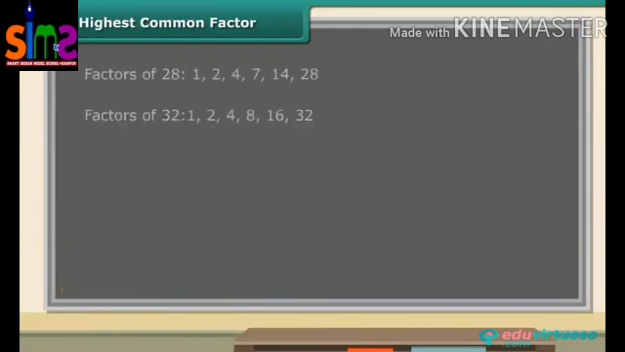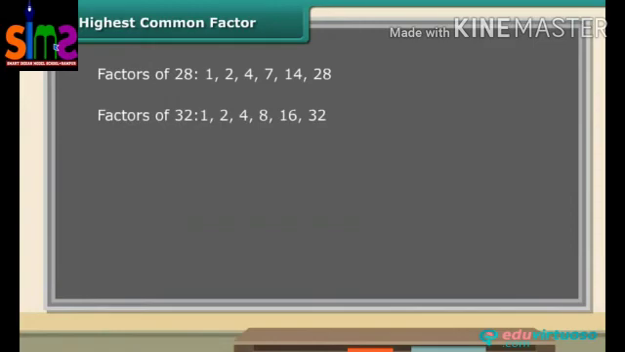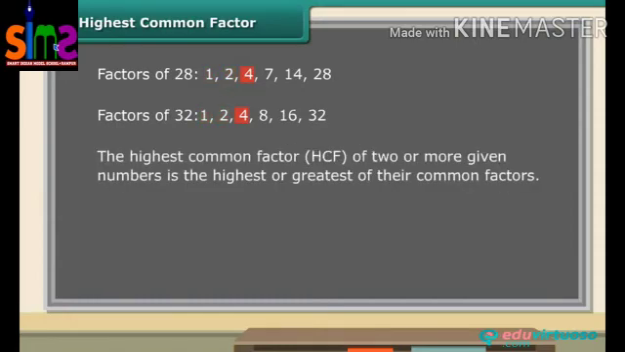Consider two numbers, 28 and 32. The factors of 28 are 1, 2, 4, 7, 14, and 28. The factors of 32 are 1, 2, 4, 8, 16, and 32. The common factors are 1, 2, and 4. It is clear that the highest common factor among these numbers is 4. Therefore, the highest common factor HCF of two or more given numbers is the highest or greatest of their common factors. It is also known as greatest common divisor or GCD.